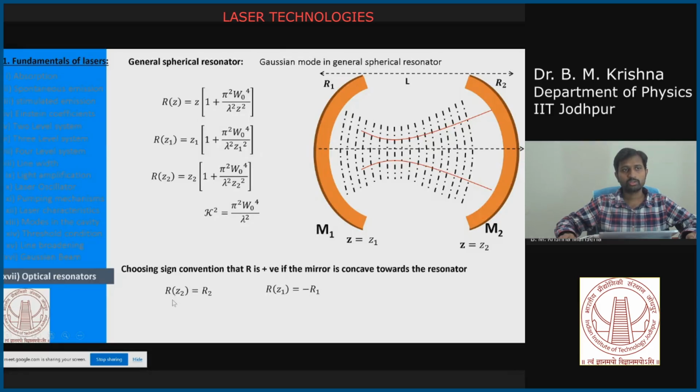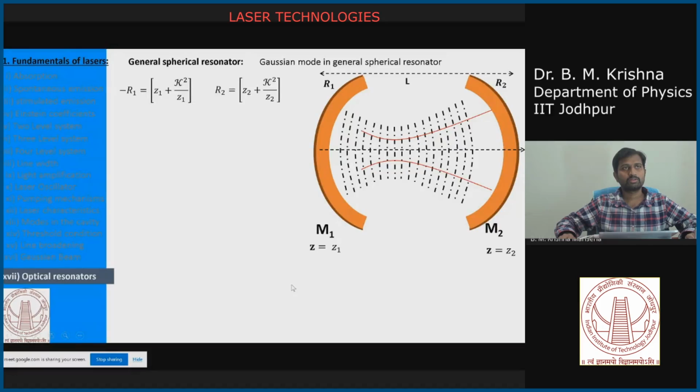Now your R of Z2 equals R2, because R of Z2 is at the position of your mirror M2, so that curvature is R2. Similarly R of Z1, the radius of curvature of mirror M1 at position Z1, is nothing but minus R1. So we can write R of Z1 equals minus R1, that equals Z1 plus, the 1 Z1 gets cancelled, so this whole term becomes k square by Z1. Similarly, R of Z2 equals Z2 plus k square by Z2.